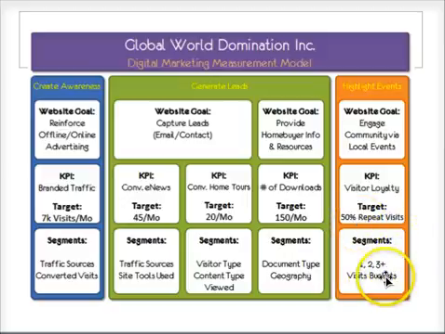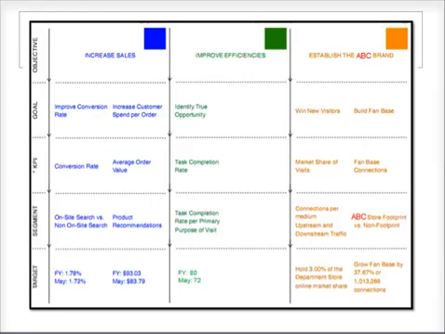And these would be segments that they've built themselves. Document type, geography is another segment, visitor type, content type viewed, right? So we have different segments that they built. Another way of looking at it, and you'll see down the left-hand side, we have target, segment, KPIs, goal, and objective. So these are the things that we talked about. And then across the top, we have what they're trying to do. So we have increased sales, improve efficiencies, establish the ABC brand, so whatever your brand is.